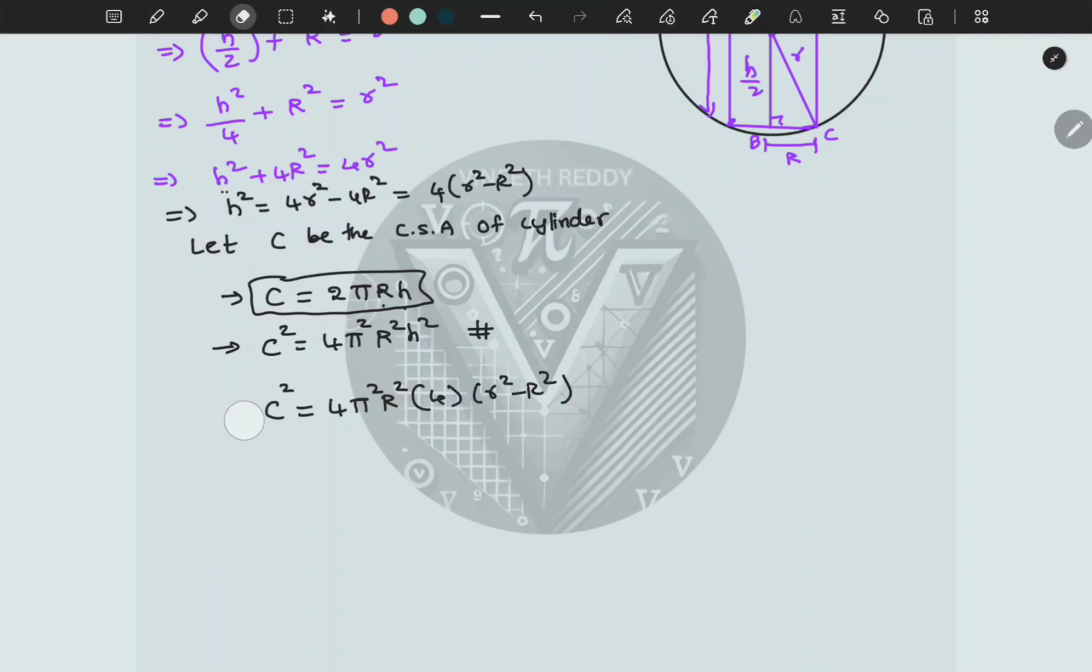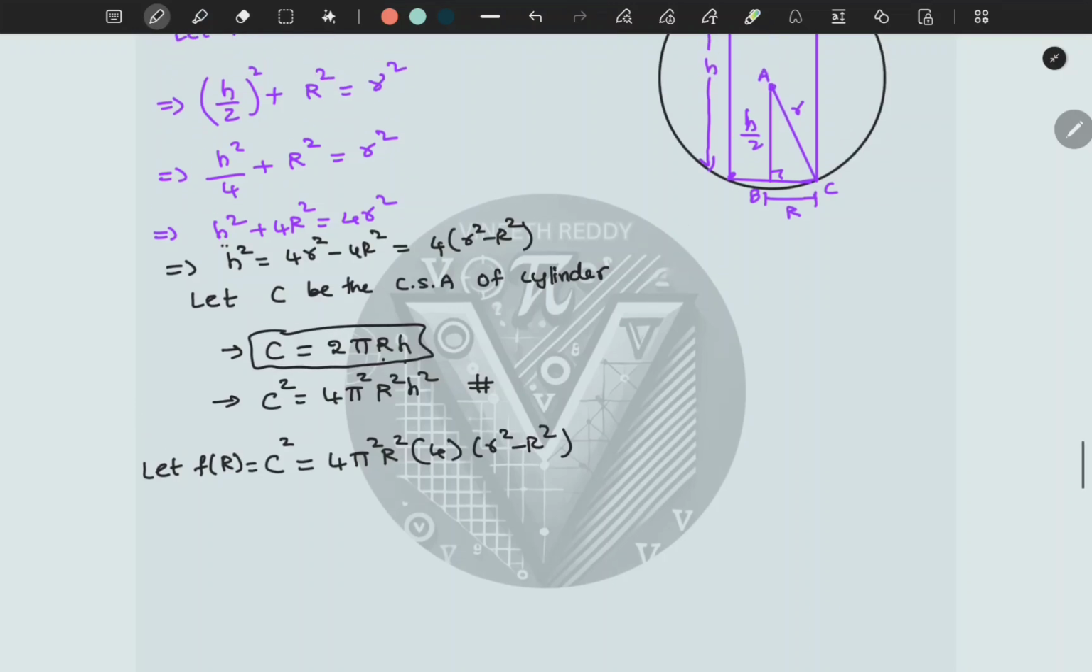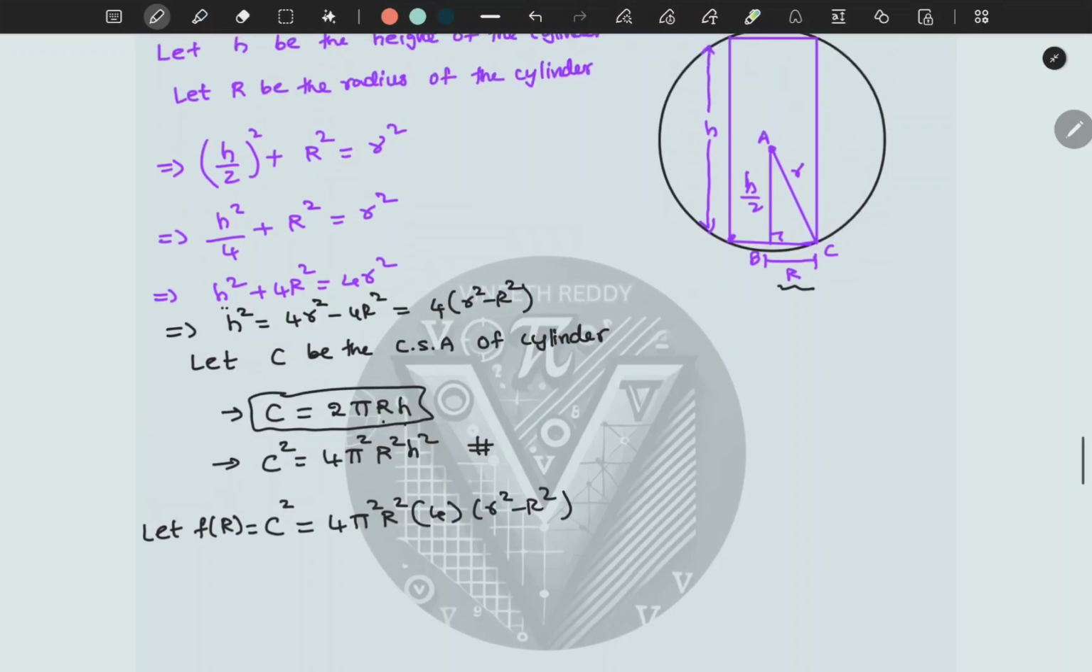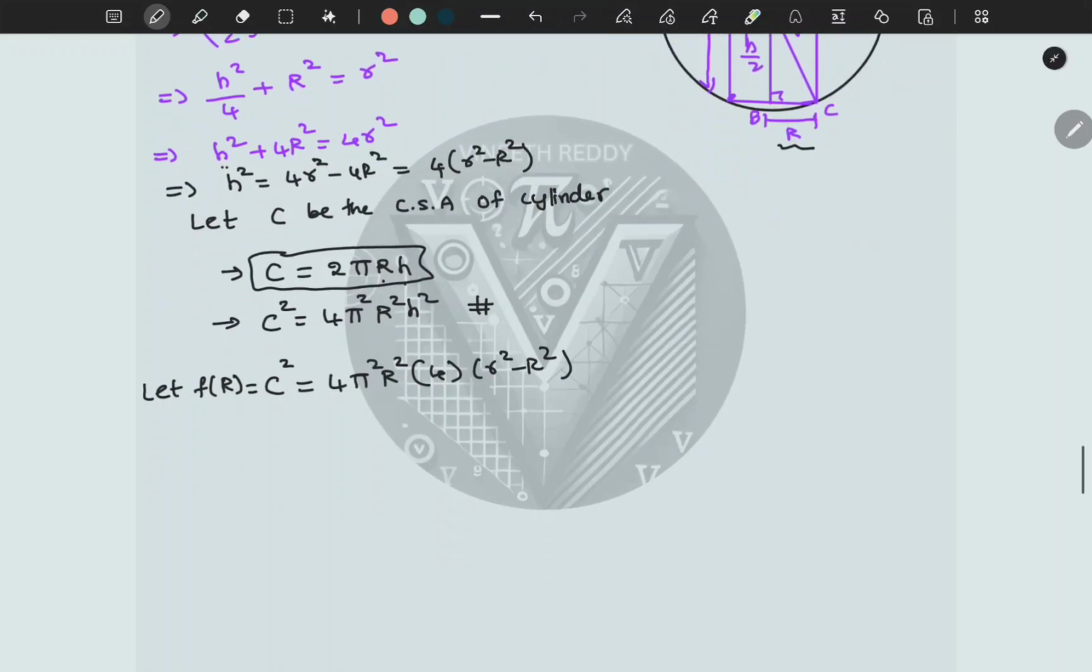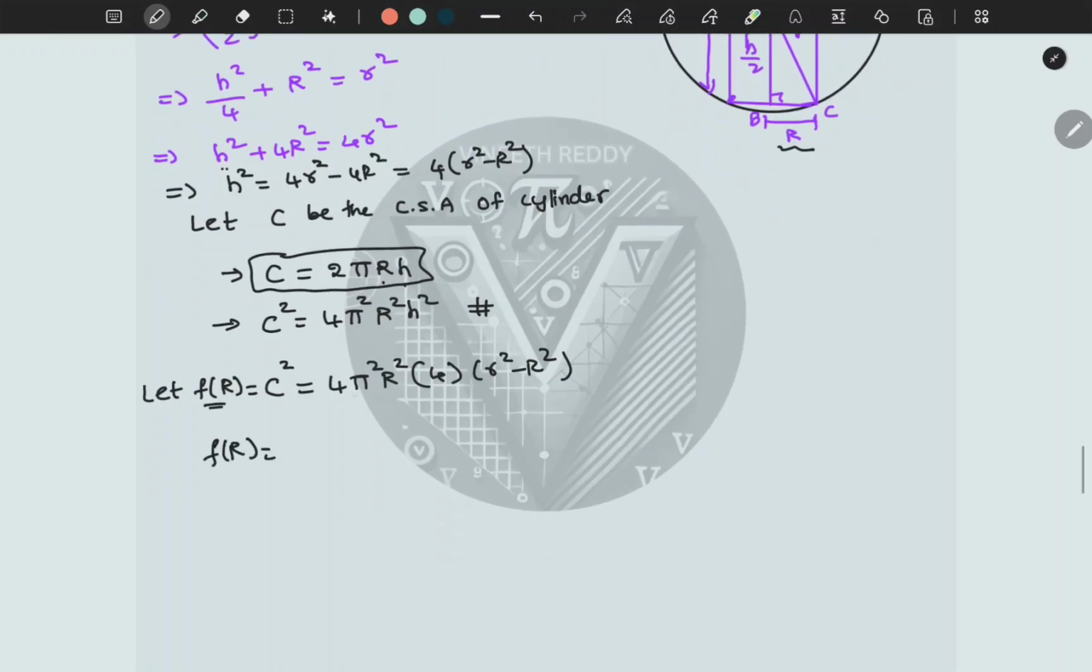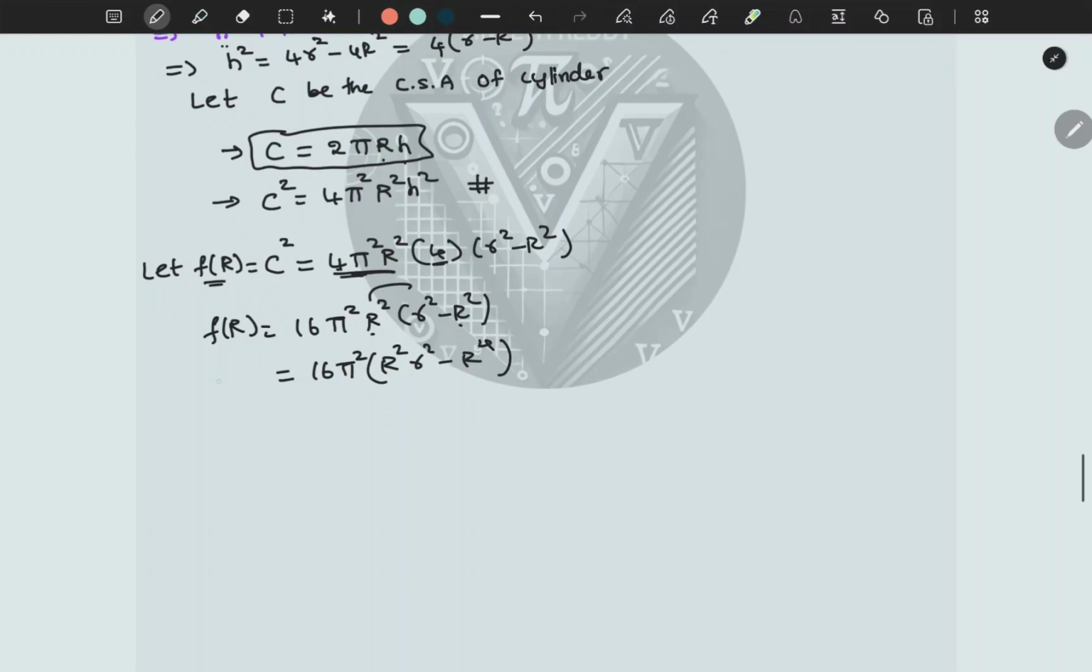So we will do one thing. Let this be a function of, see, what is the variable here? Capital R is the variable. Think about it. See, we can get many such cylinders, no? That means the radius of the cylinder is varying. So let us write it as f of R. So f of R is 4 pi square R square into 4, that is 16 pi square R square into (r square minus R square). So let me take this R square inside. We get capital R square small r square minus R square into R square, which is R power 4. I hope you understood this.